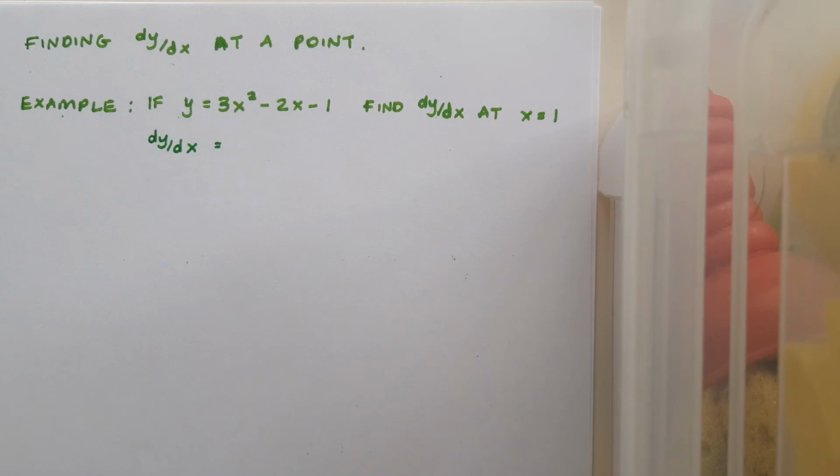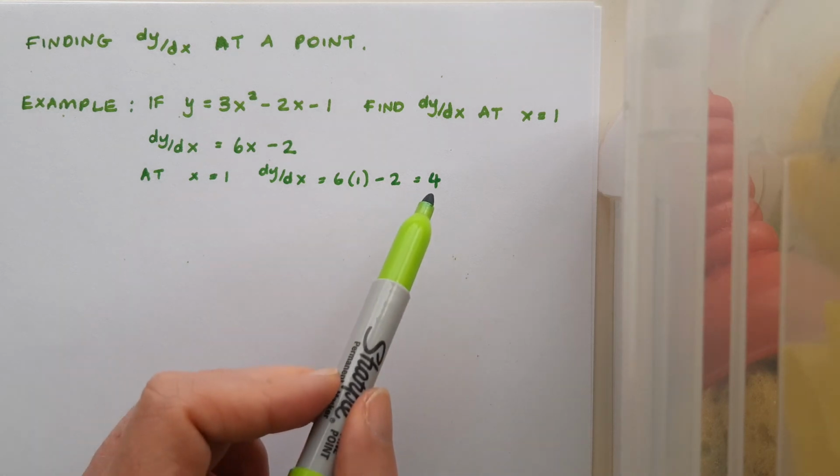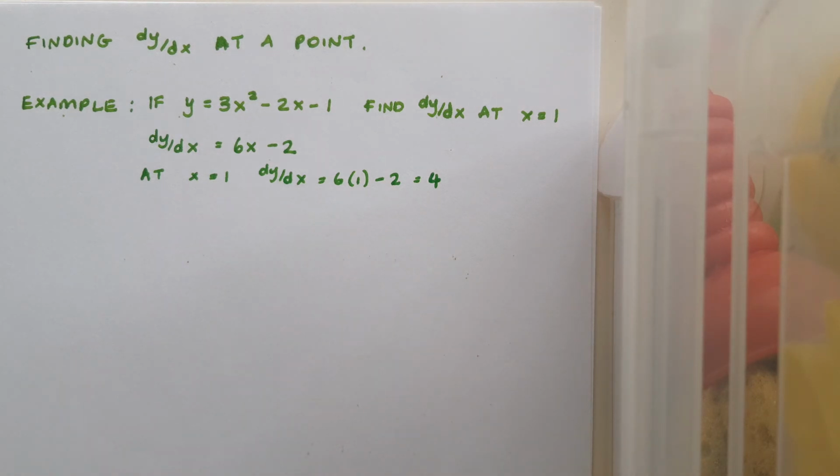So first of all, dy/dx is 6x minus 2, and now I'll use the x equals 1 value. When I fill that value in, I get a result of 4. And that's the answer for that question. That's the value of dy/dx at x equals 1.